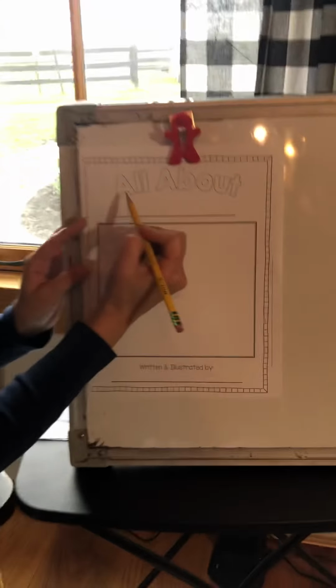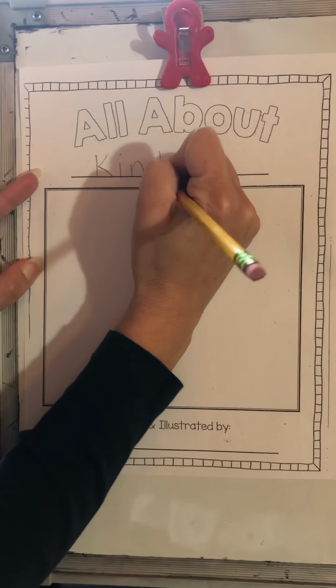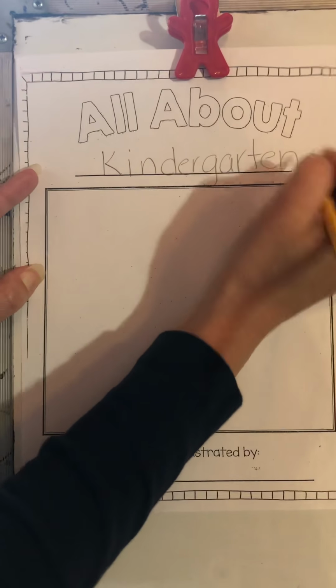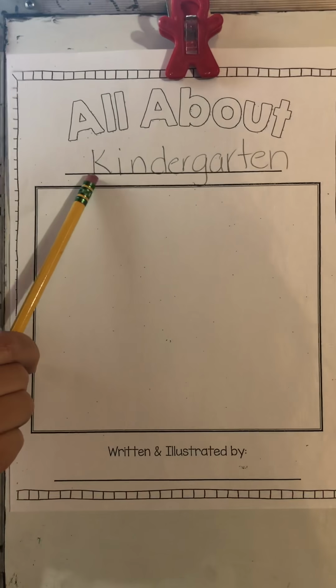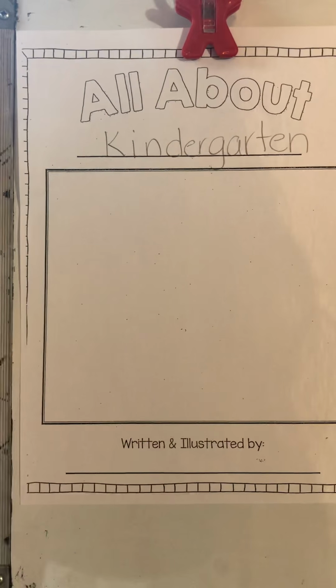So I'm gonna write all about kindergarten. Okay. All about kindergarten. Remember to sound those letters out. Kindergarten. All right, so we're gonna sound those out. Now, we need to find at least four different facts about kindergarten. Four different facts. Let me think now.